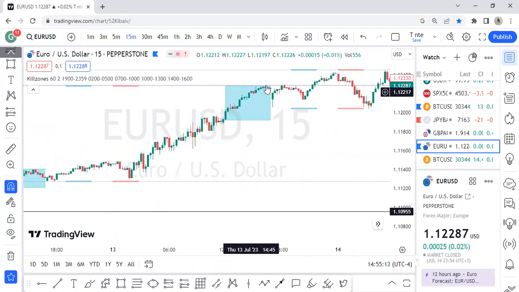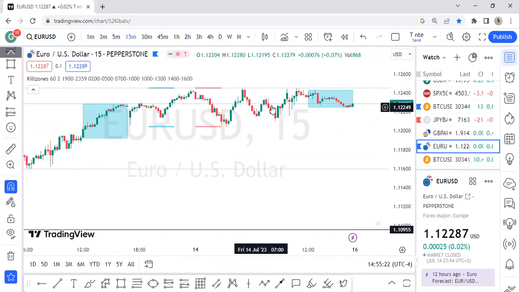And then look at this as well. Once it went below the midnight price during the London Killzone, you can see the market bought beautifully, took out these Asian equal highs, and then rallied higher. And that is it.